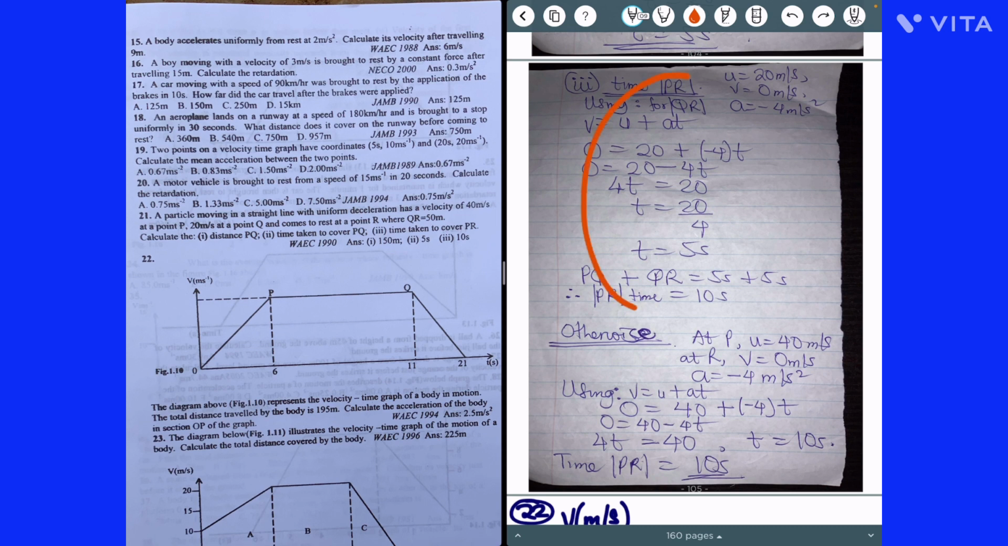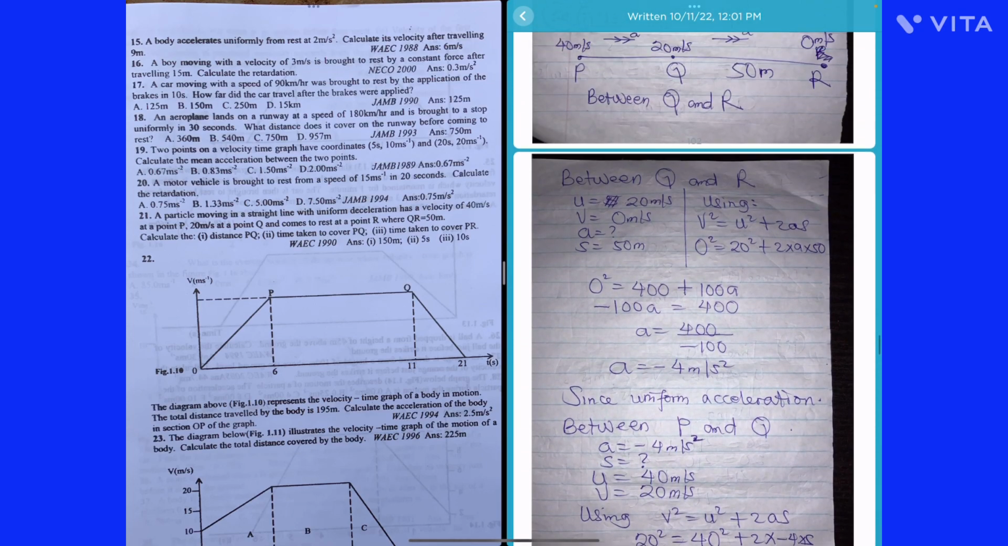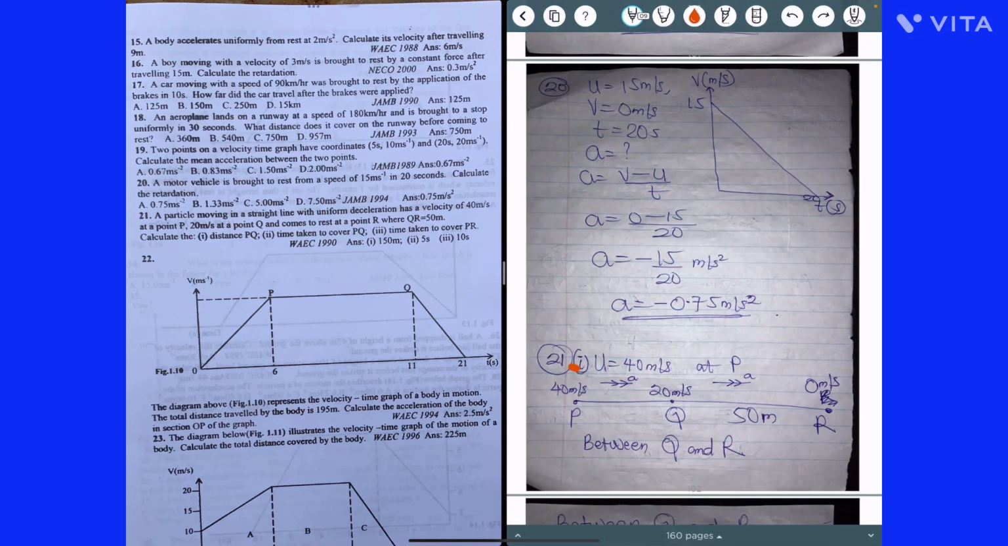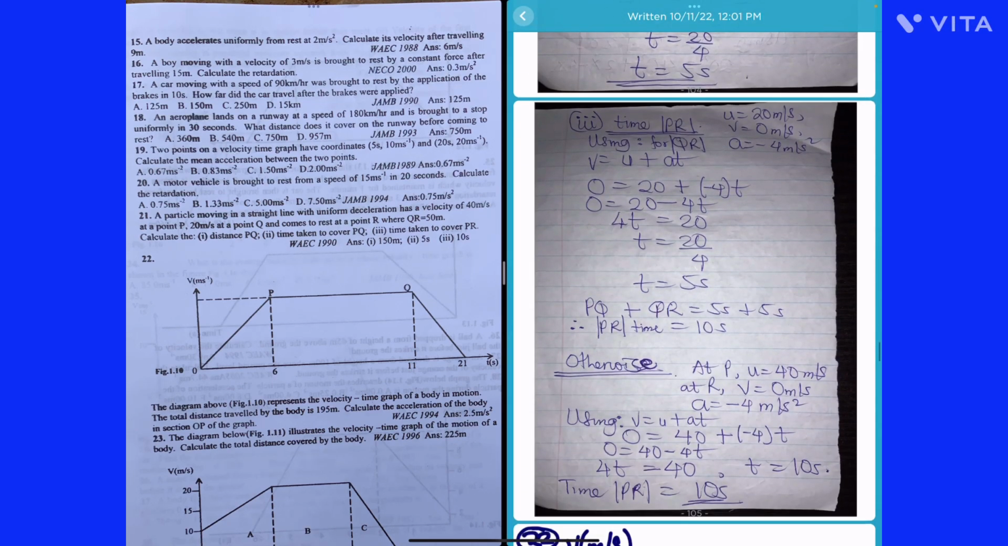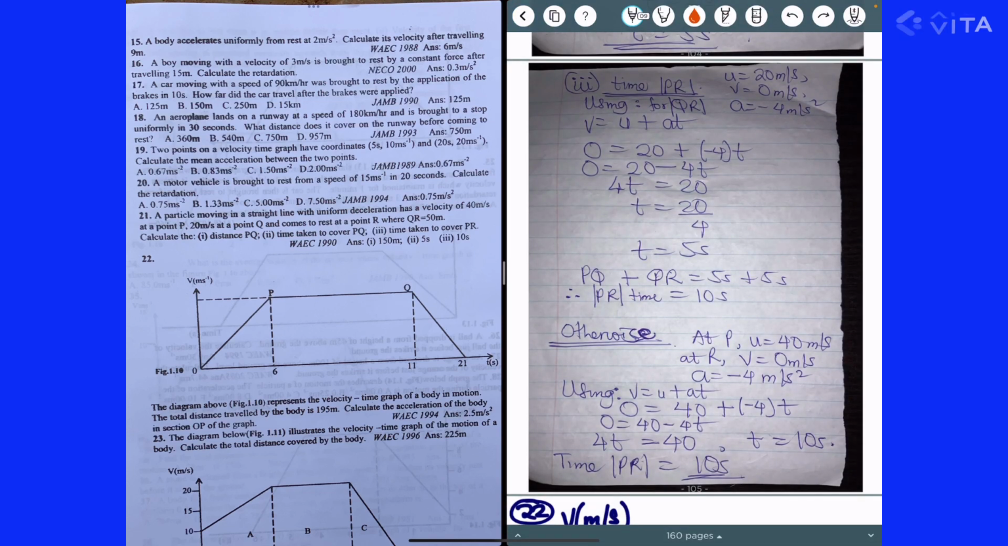Also, if you don't want to do this addition, you can find the time taken to travel from P to R using the information you have. At P, velocity was 40. At R, velocity was 0. And the acceleration between those two points, P and R, is what? Minus 4. Acceleration is constant, minus 4. So go ahead and do v is u plus at. You get 10 seconds straight for that part.